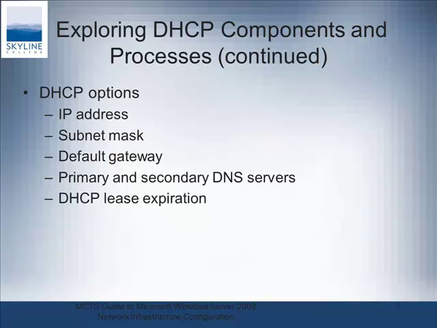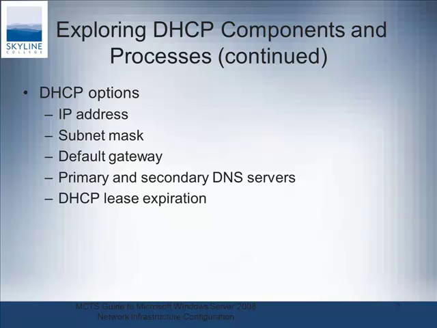The IP address, these are the basic options: the IP address, subnet mask, default gateway, primary and secondary DNS servers, and the DHCP lease expiration. How long are we going to allow these things to be good for? And this is based on the scope. The scope is the IP addresses that were given out using DHCP. So this is the basic information you need to get from your machine to someplace else, like www.yahoo.com.